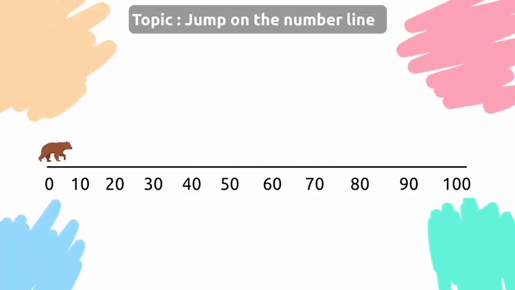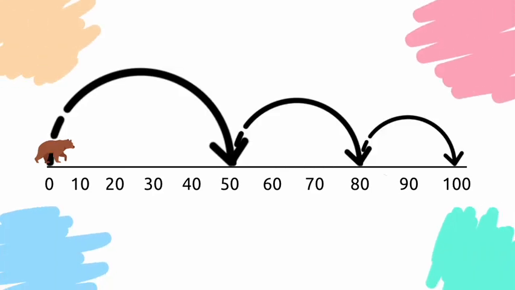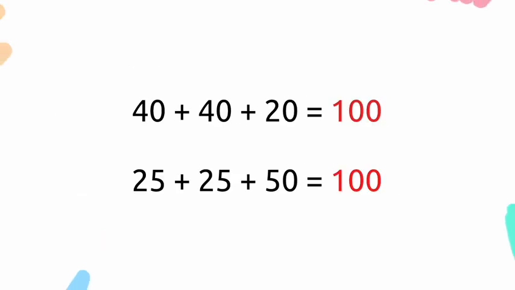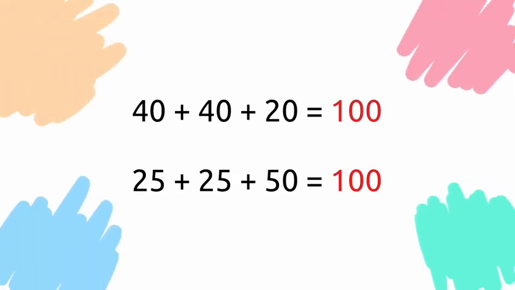Next topic, make 100 by different jumps on the number line. Here is a number line. Start at 0 and reach 100 by different jumps. First, jump 50. Then, jump 30. Then, jump 20. 50 plus 30 plus 20 equals 100. You can try. 40 plus 40 plus 20 equals 100. 25 plus 25 plus 50 equals 100. So many ways to reach 100 by jumping.